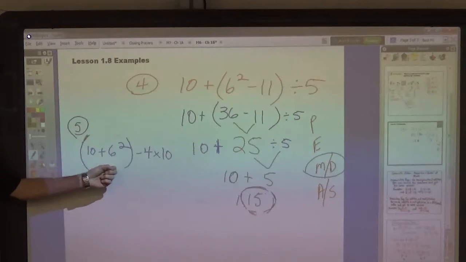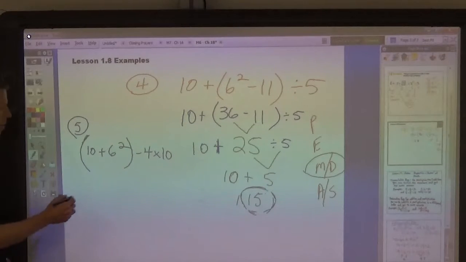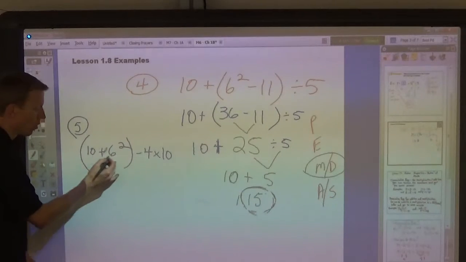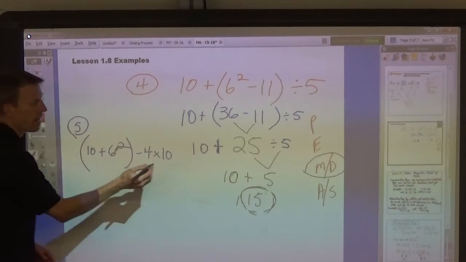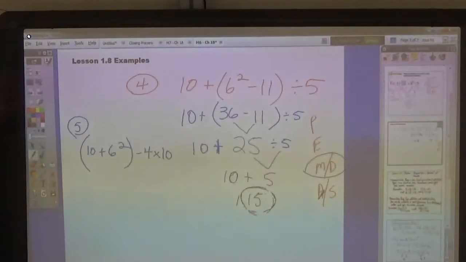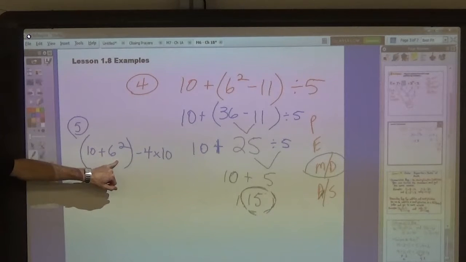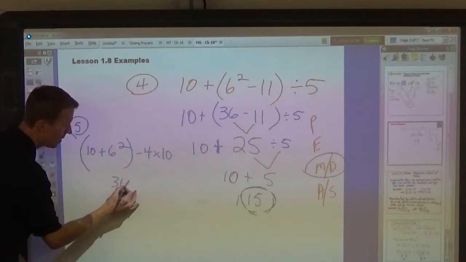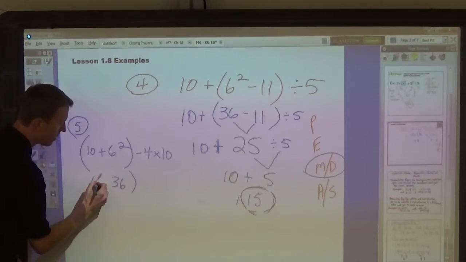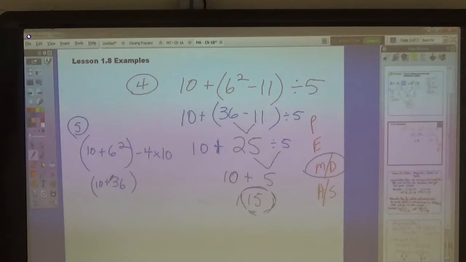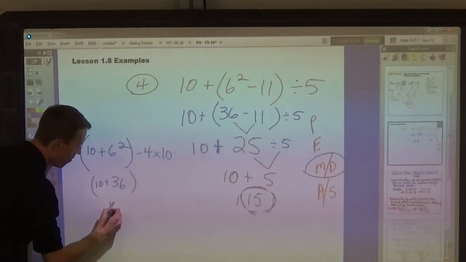So work inside the parentheses. What is inside the parentheses again? Exponent. The exponent. So we have to do that first. Don't add first, because exponents come before addition. So we did 6 squared already, actually a couple of times. So what is 6 squared, class? 36. 36. But also inside the parentheses is 10 plus 36. So we have to find the answer to that. What is 10 plus 36? 46.